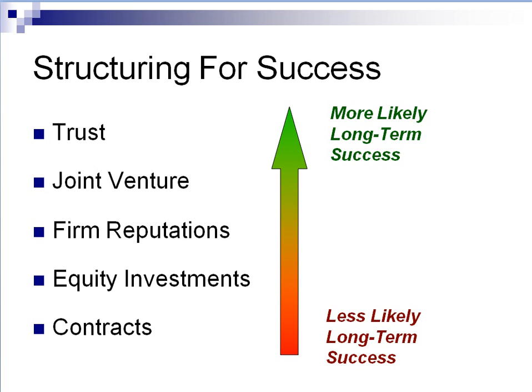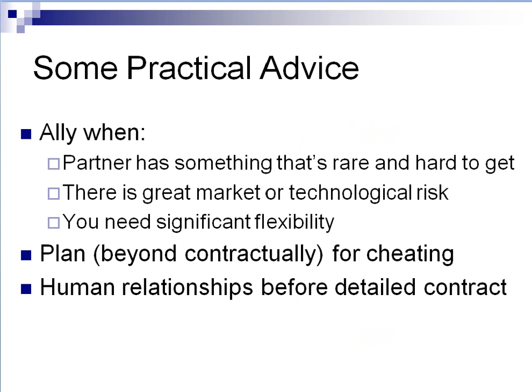So if you're going to structure for success, what you really want to do is, even though you have to start with contract, you need to put yourself in a place where people have incentive to work together and work toward developing trust in terms of a hierarchy: contract, equity investment, a solid firm reputation, forming a joint venture where both parties have a vested interest in creation of a separate entity, and development of high levels of trust all lead to success. So the practical advice is ally when the partner has something that's rare, really hard to get.